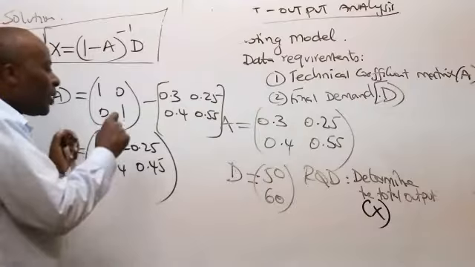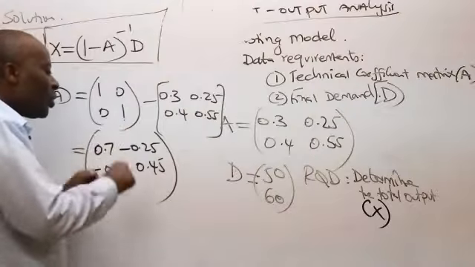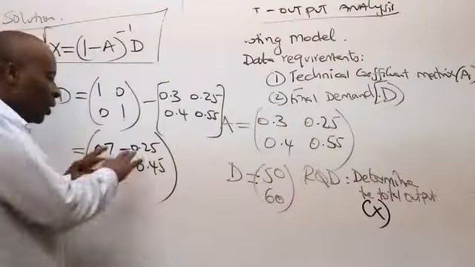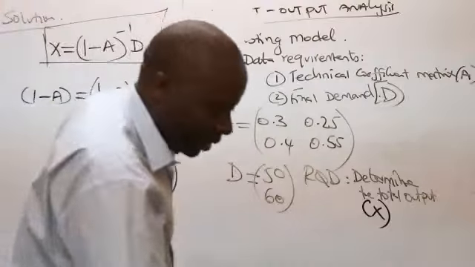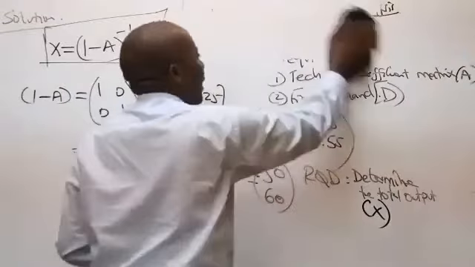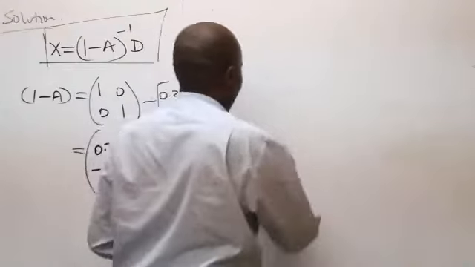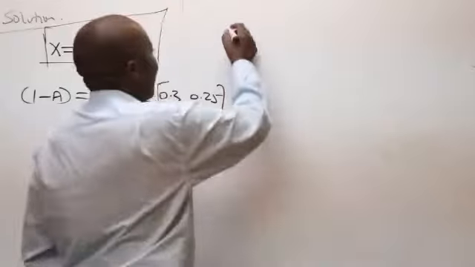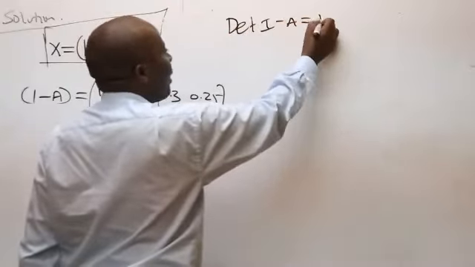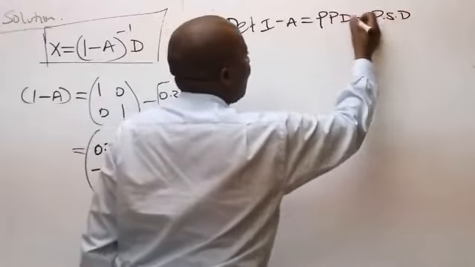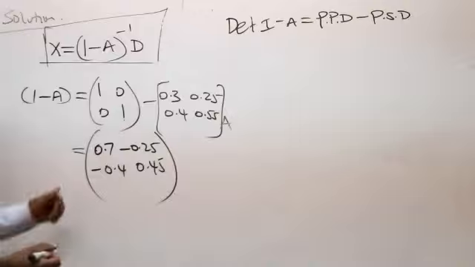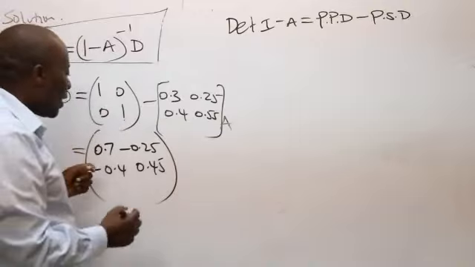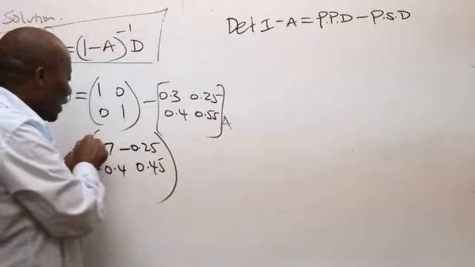So if that is the case, I would want you to do me a favor. In the inversion spirit, give me the determinant of I minus A. Remember, it is PPD minus PSD, the product of the primary diagonal minus the product of the secondary diagonal. So the primary diagonal in this particular case, if you remember your concepts very well, is the one that normally starts from the first element.